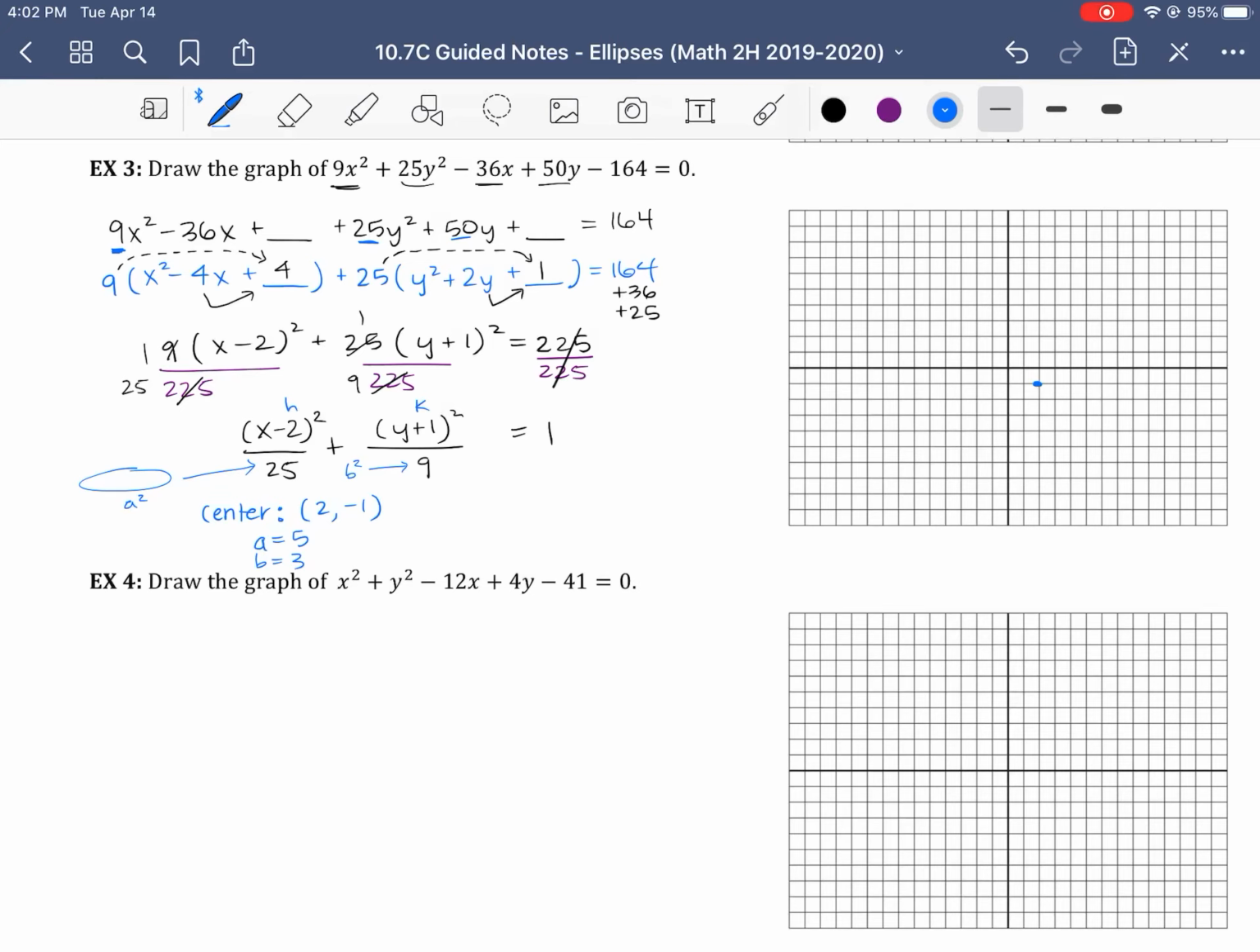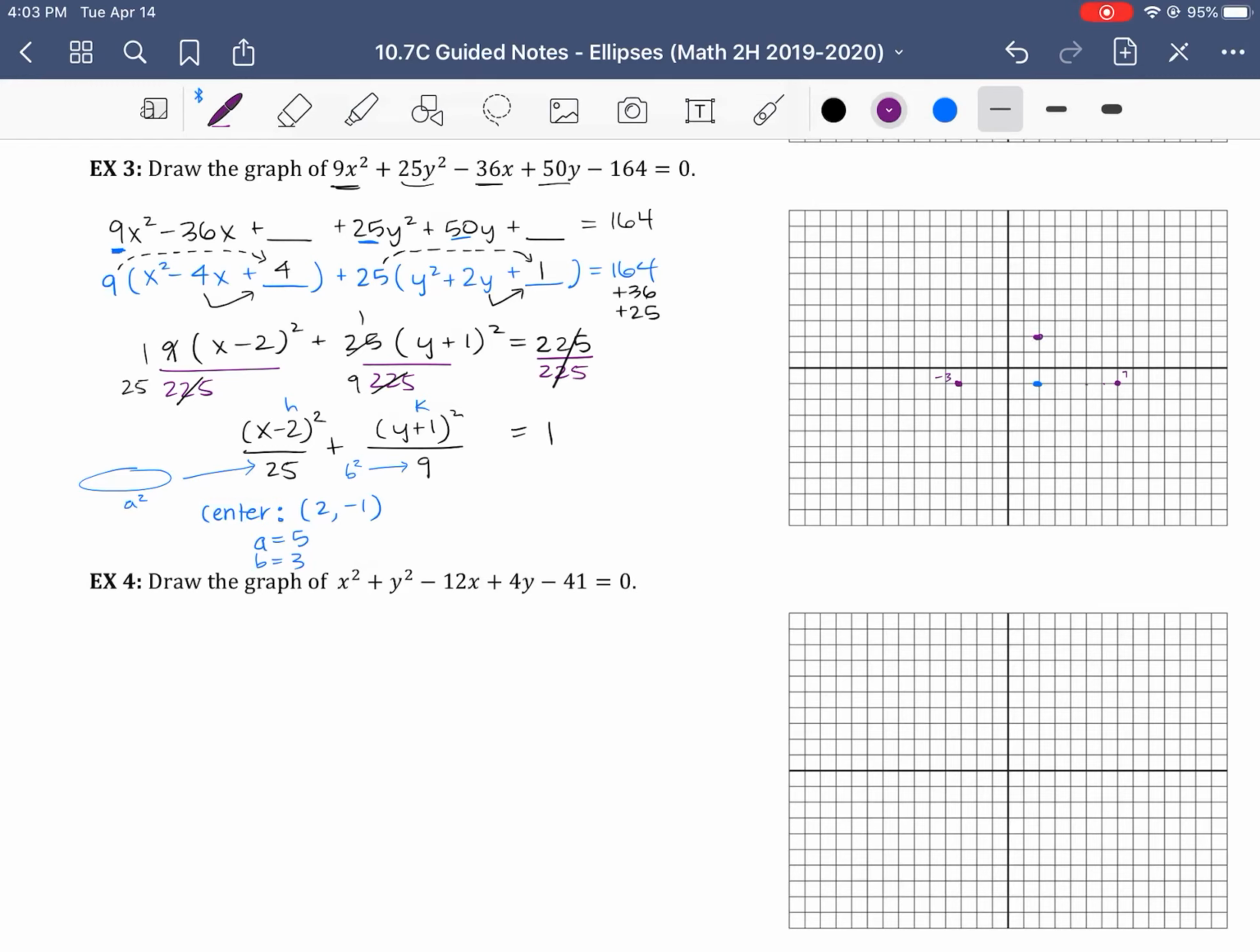So again, we plot our center. We go over 2, down 1. There's the center. And then we count with our a value. Again, this is horizontal, so our a value is going to the right. 1, 2, 3, 4, 5. Puts us out there at 7. And then we count 1, 2, 3, 4, 5 in the left direction. Okay, it puts us there at -3.